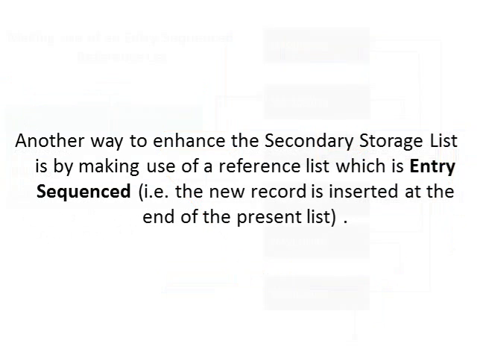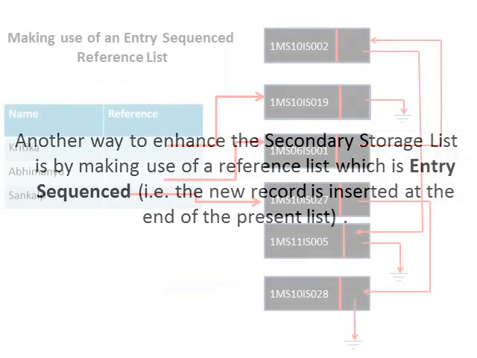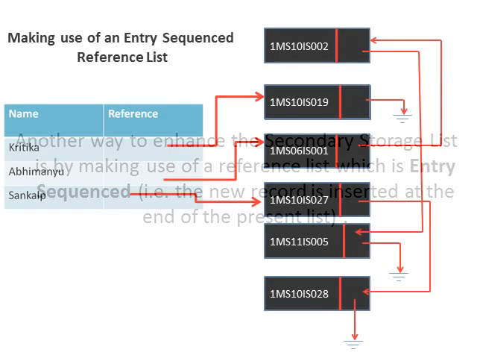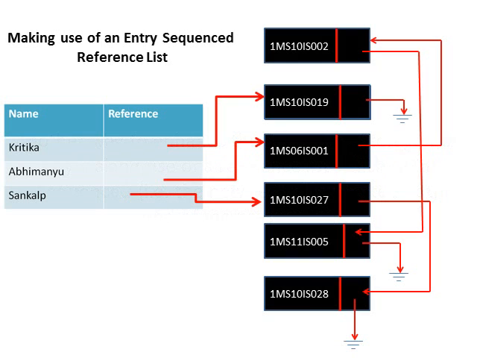Once you have inserted a new record in a data file, all you need to do is copy the address of the record and then extract the USN and name. Insert the USN and address in the primary index and insert the name and USN in the secondary index. We get the same access path which we discussed earlier.